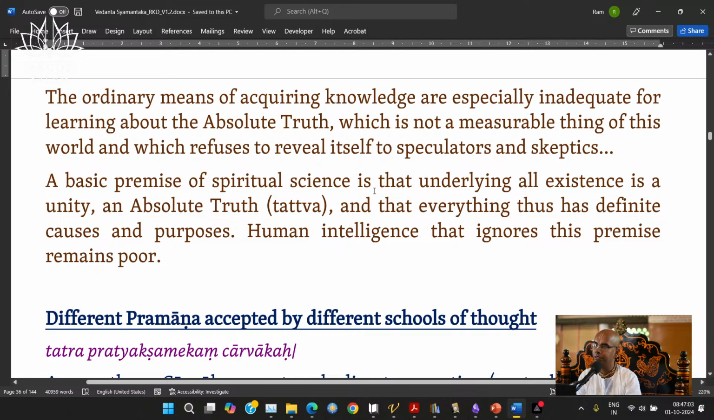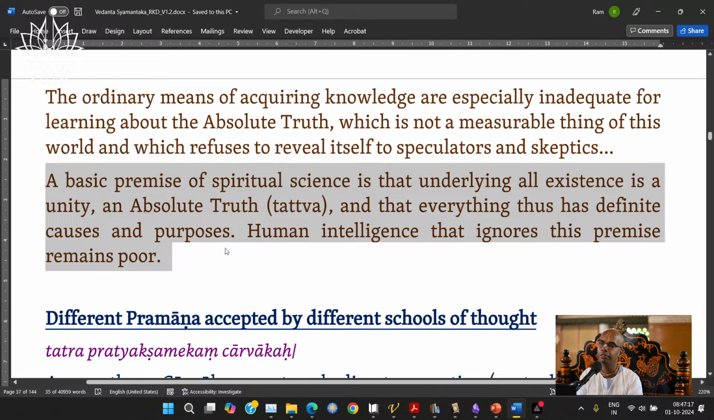A basic premise of spiritual science is that underlying all existence is a unity, an absolute truth, tattva, and that everything thus has definite causes and purposes. Human intelligence that ignores this premise remains poor. So, this is the premise for our Vedanta Syamantaka study. Although it comes under Jiva Goswami's Tattva Sandarbha, this is what we are trying to do. Our basic premise of understanding spiritual science is that underlying all existence is a unity, an absolute truth.